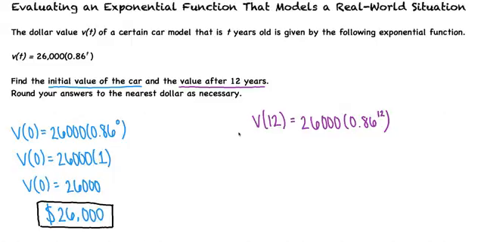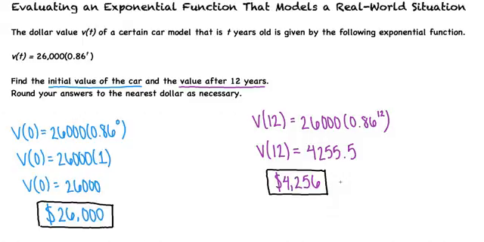We can use the input 12 in our function to get the problem V(12) equals 26,000 times 0.86 to the 12th. When we use a calculator to solve for the output, we get 4,255.5. The problem said we needed to round to the nearest dollar, so that means that the value of the car when it's 12 years old must be $4,256.